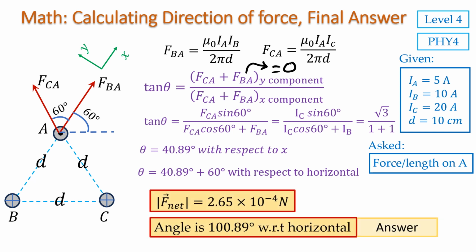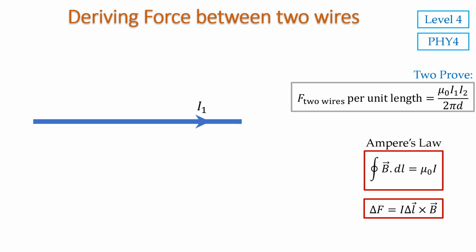Now we derive the force per unit length between two wires as I have promised before. The formulas that are shown in red boxes should be learned by heart. We will use them to get the forces between two wires. Let's say we have this long wire of infinite length where a current I1 is flowing. From Ampere's law, we will find the magnetic field at a distance d as follows.